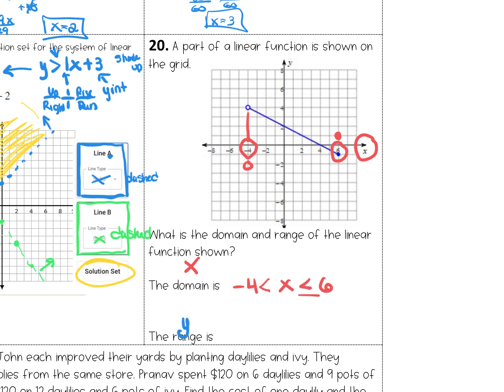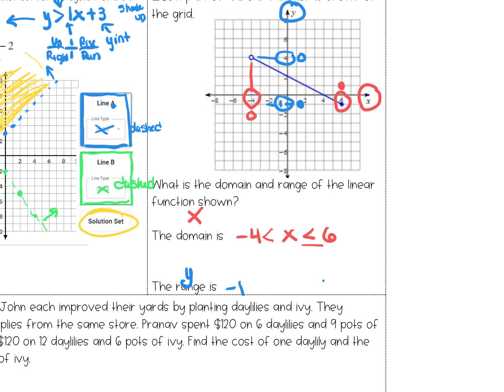Range is my y. Here's my y. I have a 4 up top with an open circle. And down here, this right here would be a negative 1, and this would be a closed circle. Then we have to write these in order, so bottom to top, small to big. So negative 1 is the small, 4 is the big, y goes in the middle. And then the negative 1 right here is a closed circle, so less than or equal to. But up here, it's an open circle, so just less than.